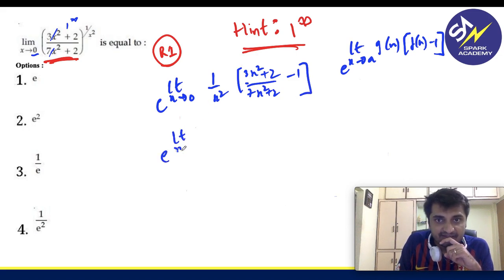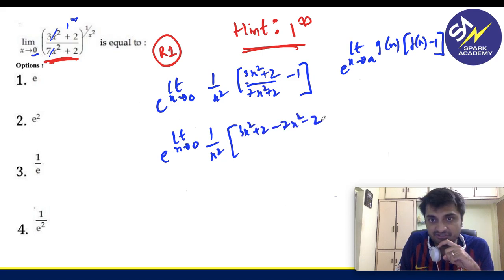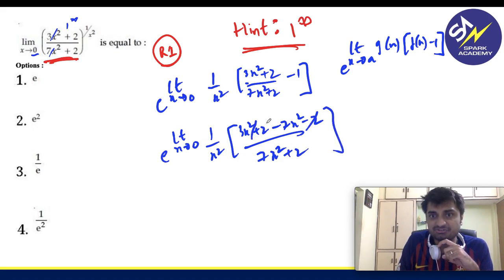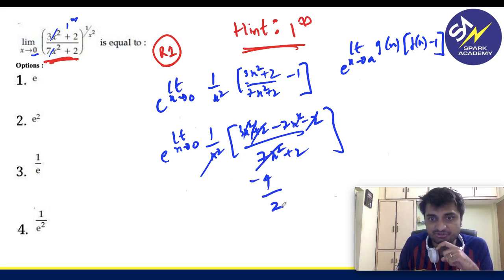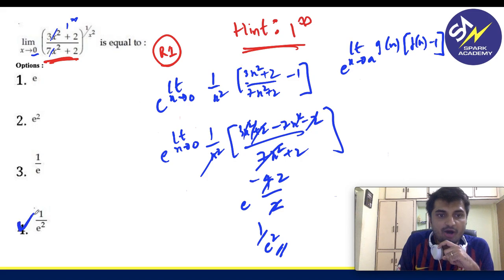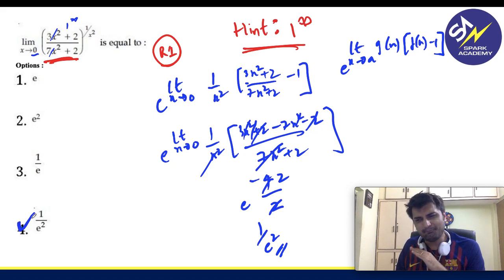So e power limit x tends to 0 is what we are getting. If you simplify this, you are getting 1 by x square, 3x square plus 2 minus 7x square minus 2, whole divided by 7x square plus 2. Plus 2 minus 2 will get cancelled. So x square everywhere is common, will get cancelled. So I'm getting minus 4 by, x tends to 0 means 2. 2 and 2 will also get cancelled. So we are getting e power minus 2, which is 1 by e square. Option 4. Simple, guys. This question nobody should miss.